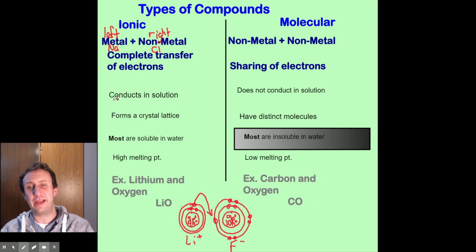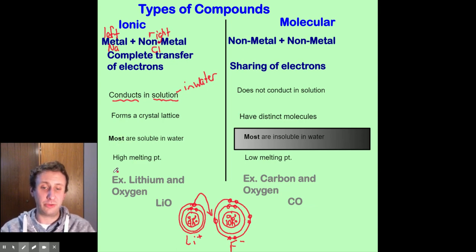Well, one thing is that it conducts in solution. This word solution is so important. What that means is that it is in water. It is not going to conduct unless it actually is in water. Another thing that we can add to this is that most ionic compounds dissolve in water. So if I put an ionic compound in water, it typically will dissolve, meaning you won't be able to see it anymore because it has broken up into such incredibly tiny pieces that it's no longer visible to the eye.